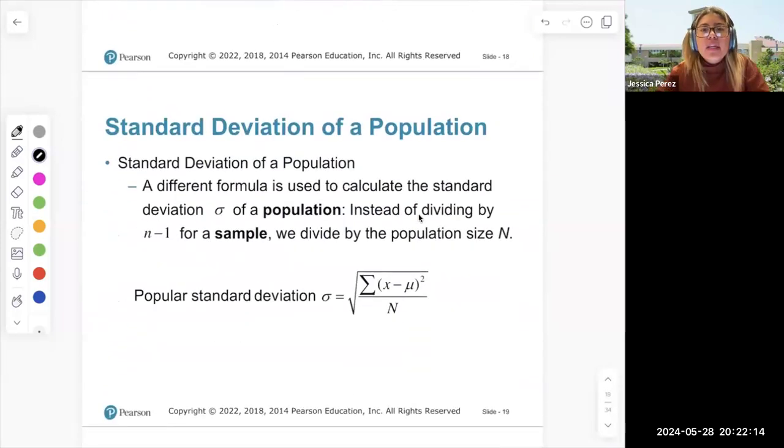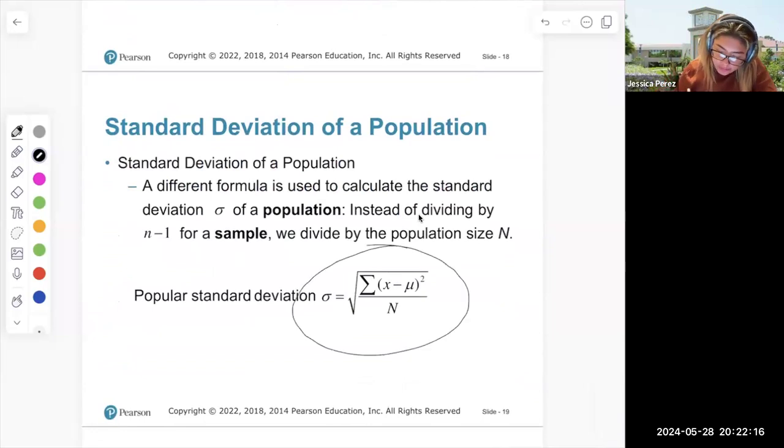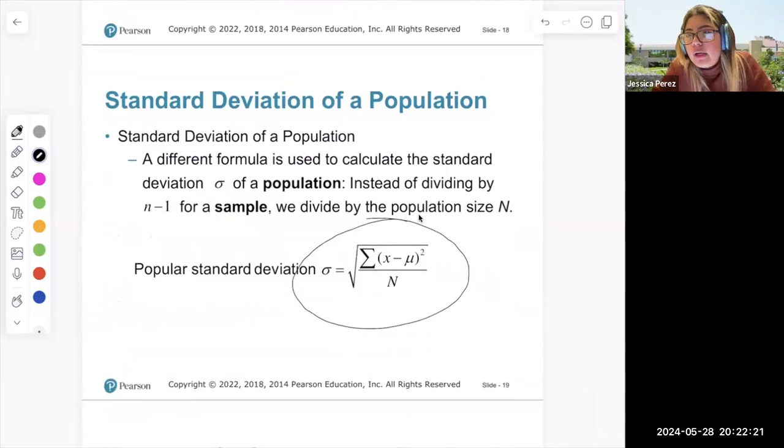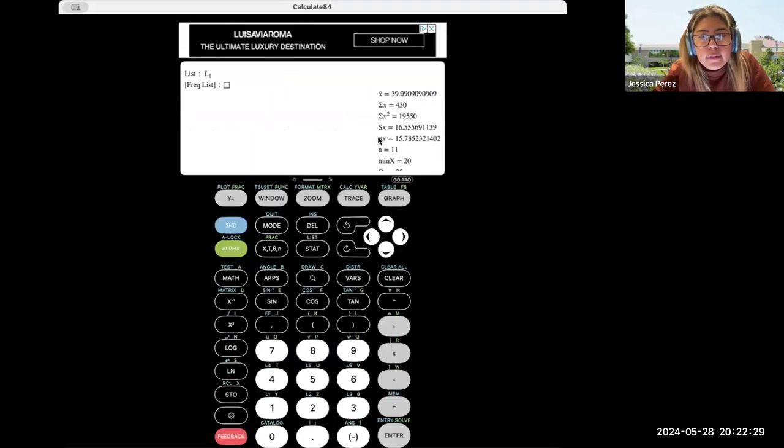Standard deviation of a population. This one, again, we're not going to be asked to calculate by hand. We're going to grab it from the calculator that we had. If we go back to our calculator, it's this sigma of x. You guys see it? So in this case, sigma of x was 15.7852. If we round that, that's 15.8. So do you see the S of x and then the sigma of x? The sigma of x is the population standard deviation for this particular individual.